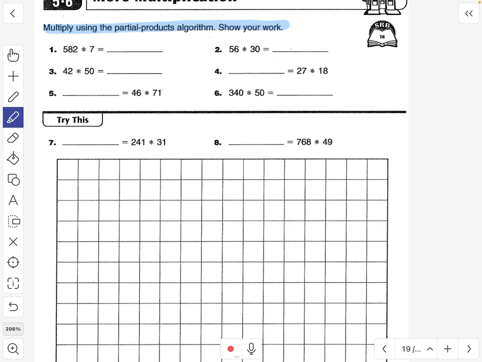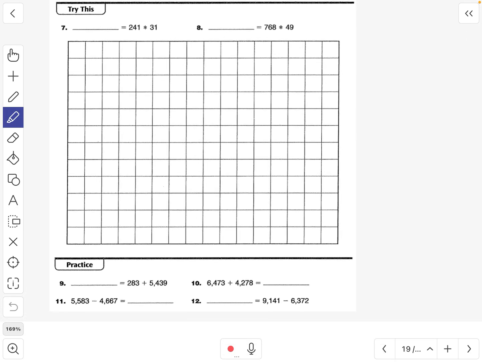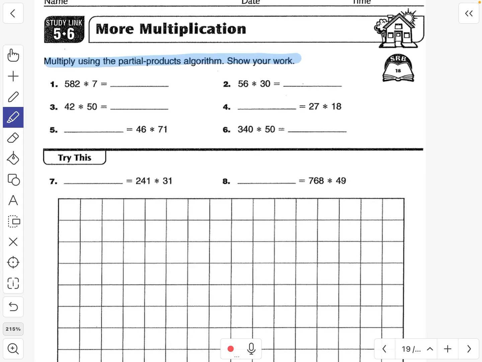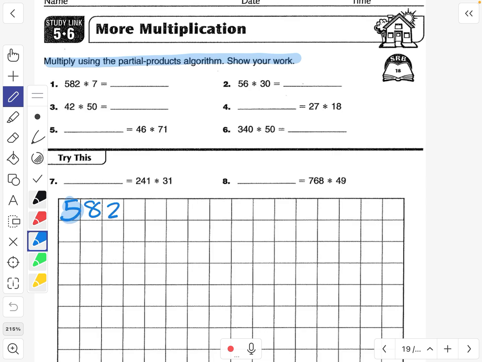So you're going to do all 8 of these problems, and then there are some practice addition and subtraction at the bottom. Remember to borrow. And I'll get you started here. 582 times 7. So remember, we rewrite this with expanded form. I'll just give you another example. This looks more like yesterday's with a single digit.